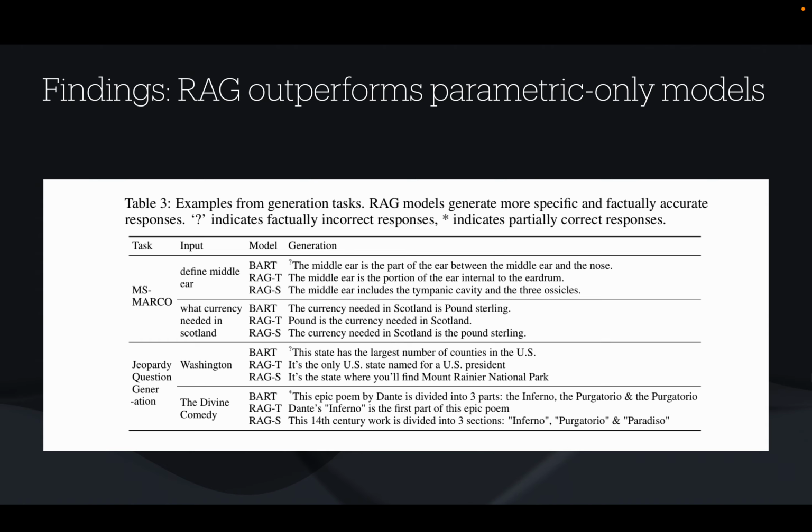If you look at the task called MS MARCO, let's look at the input, the question: define middle ear. RAG-T or RAG-S, which means RAG token and RAG sequence respectively, generate really eloquent answers, like "the middle ear is the portion of the ear internal to the eardrum." It is more eloquent compared to the BART model, which is a pure sequence-to-sequence, parametric-only model.